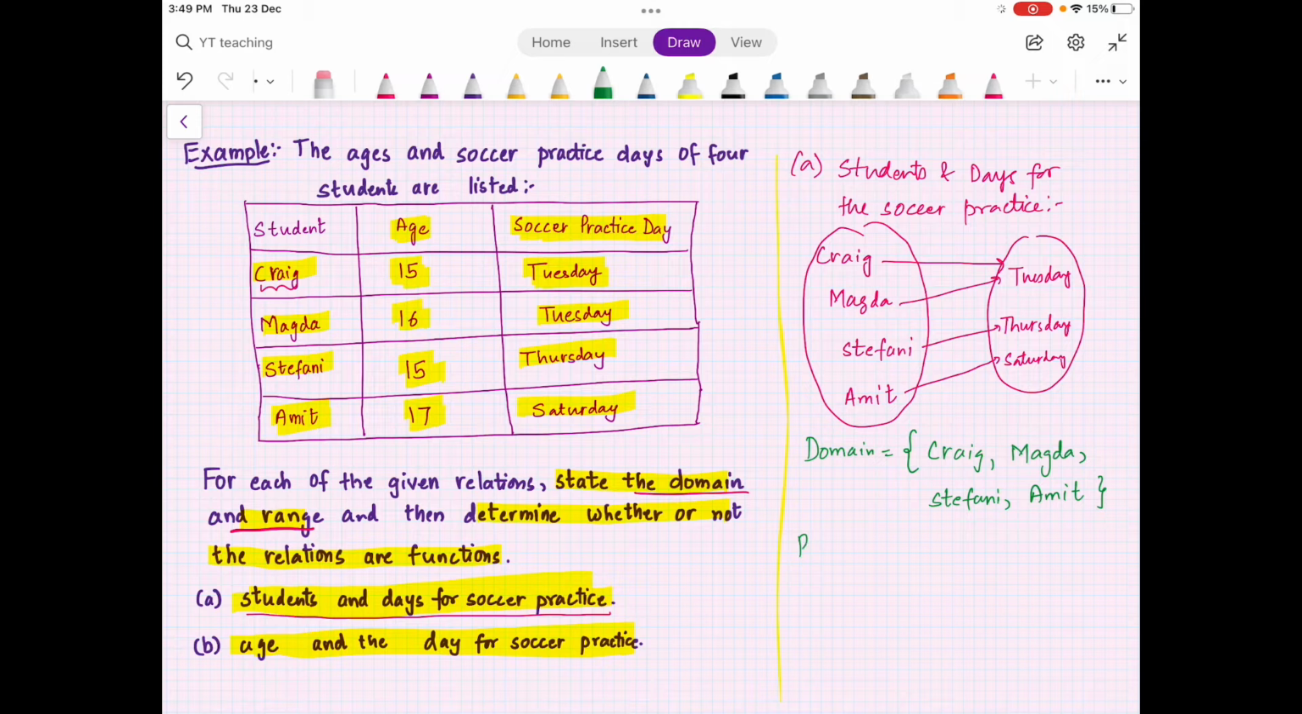And then your range here is Tuesdays, Thursdays, and Saturdays. So what is the domain? Domain is basically all the independent variables, the set of all the independent variables. And range is basically the set of all the dependent variables. So basically where your function is taking you, that is your range. And domain is from where you are going, that is your domain, right?